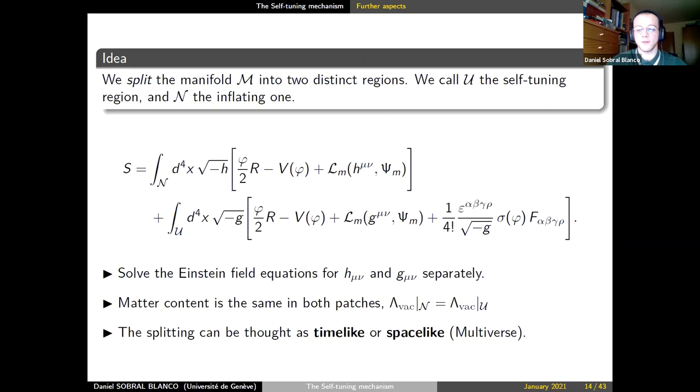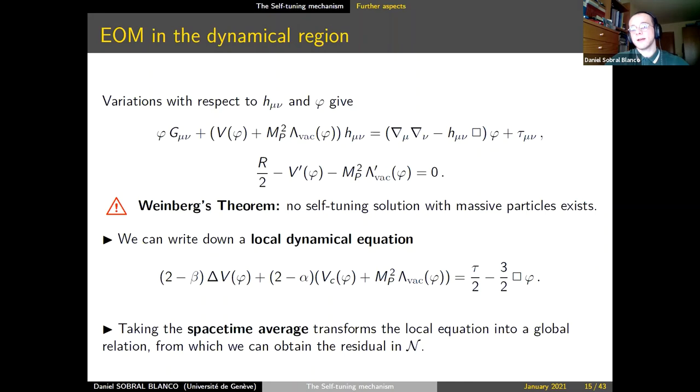in depth. We can calculate the equations of motion for the dynamical region by varying with respect to the metric and the field, so that we obtain this set of coupled differential equations. There is a problem here, because we don't have this constraint on the dynamics of the field, and the field is completely dynamical in that region. There is an important theorem given by Weinberg in the 80s, when he started analyzing the cosmological constant problem, that basically tells us that no self-tuning solution with massive particles exists for this set of equations. Solving these equations, we can obtain a universe with massless particles and self-tuning, but not with massive particles and self-tuning at the same time.